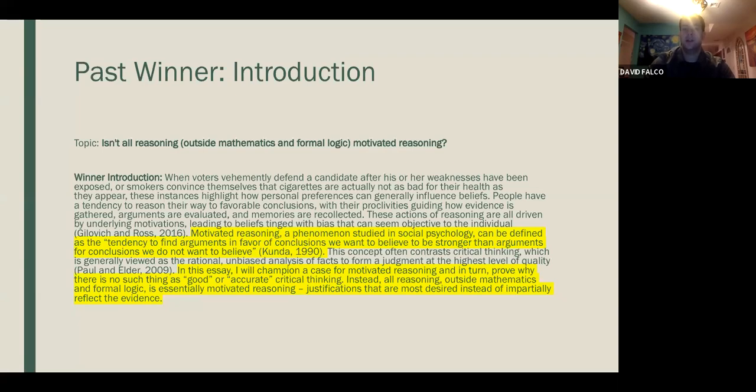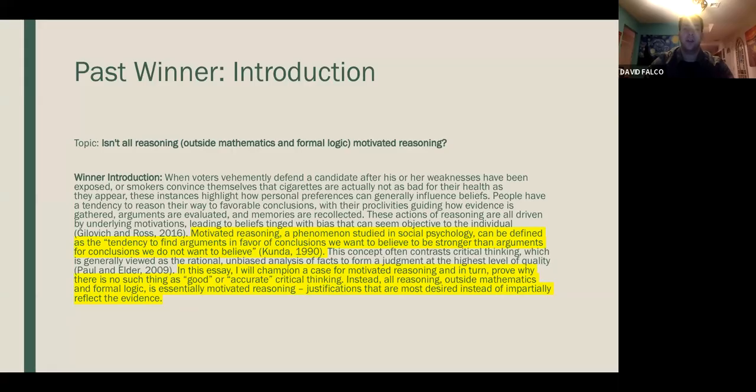Motivated reasoning, a phenomenon studied in social psychology, can be defined as a tendency to find arguments in favor of conclusions we want to believe to be stronger than arguments for conclusions we do not want to believe. This concept often contrasts critical thinking, which is generally viewed as rational, unbiased analysis of facts to form judgments at the highest level of quality. In this essay, I will champion a case for motivated reasoning and in turn prove why there is no such thing as good or accurate critical thinking. Instead, all reasoning outside of mathematics and formal logic is essentially motivated reasoning, justifications that are most desired instead of impartially reflecting the evidence.